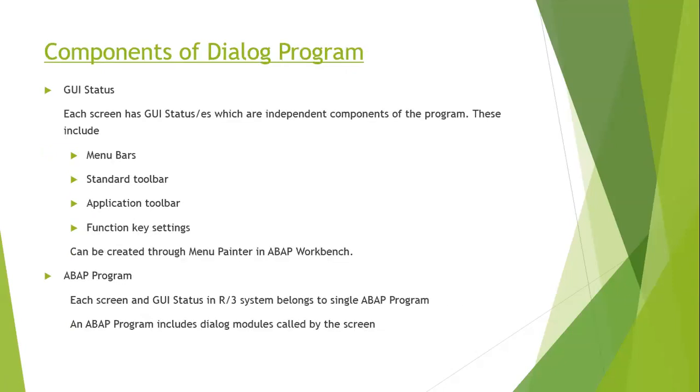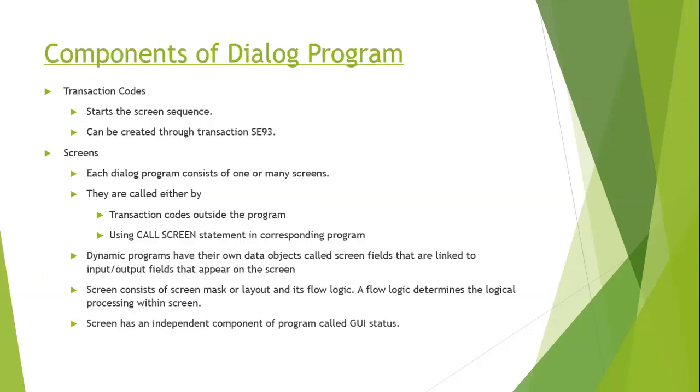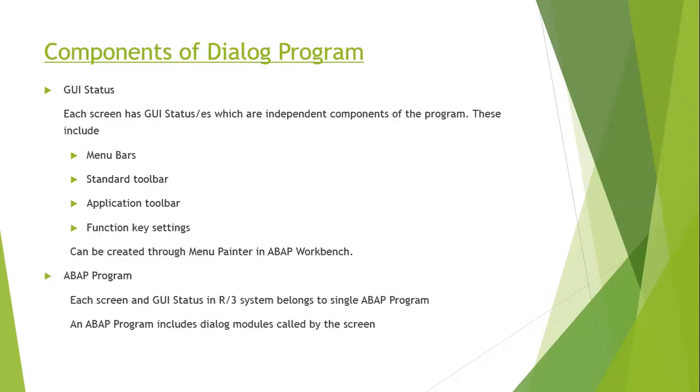Now we just studied two components: the first is screen, another is transaction code. The third component is GUI status. This is very, very important. In any SAP application, there is a standard menu bar, then toolbar, application toolbar, and function keys. Why do you need a function key? For executing a report, you can directly click on the execute button or press F8. So if you want to link a particular shortcut key with a particular button, you can do it through function key settings.